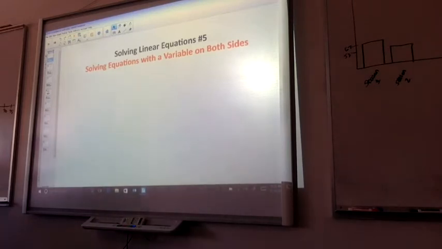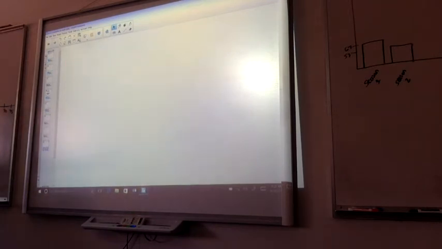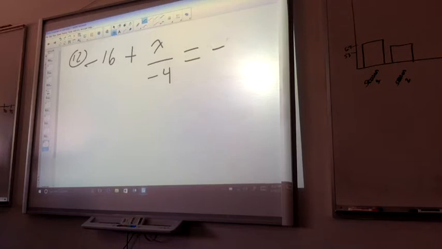Number 12. Negative 16 plus the quotient of a number and negative 4 is negative 3. Okay. So I'm going to feed all the way through here. Let's get to the very back. So number 12. So you have negative 16 plus the quotient of a number and negative 4 is negative 3.